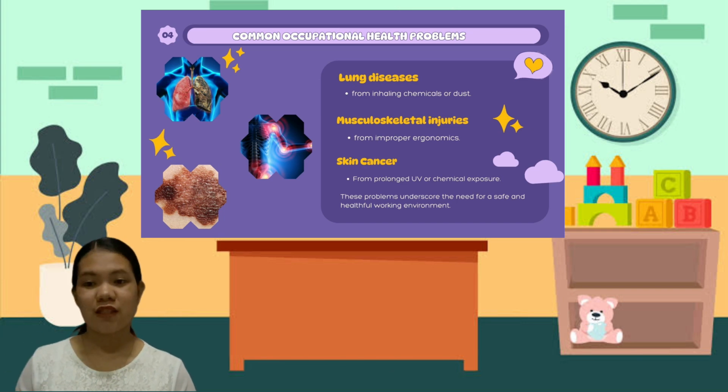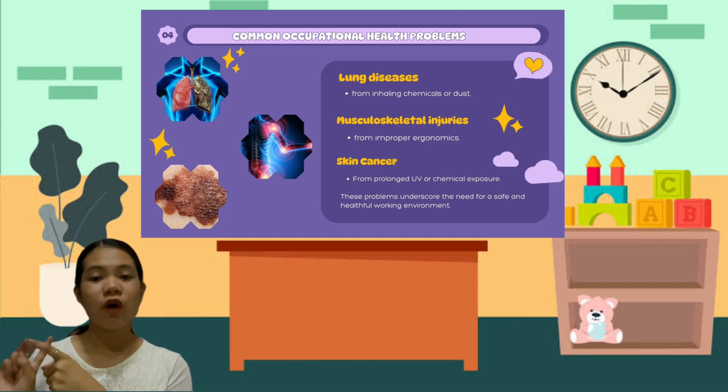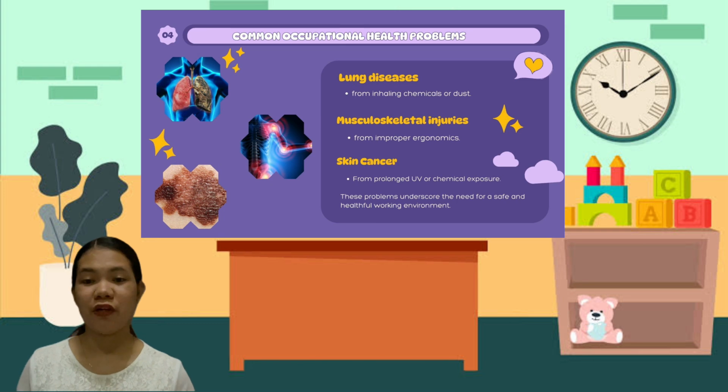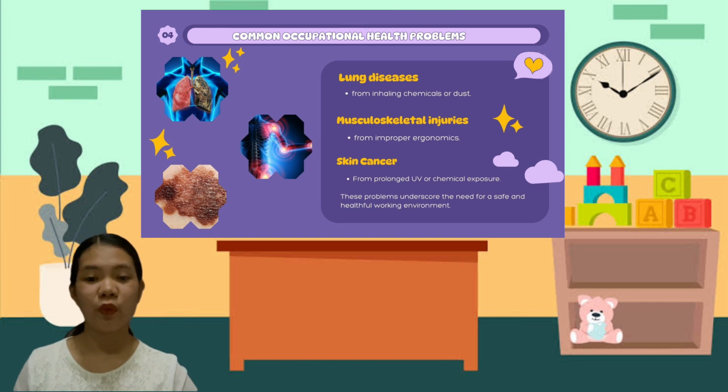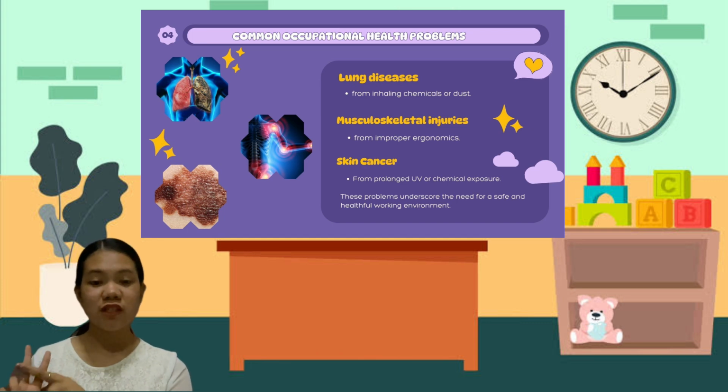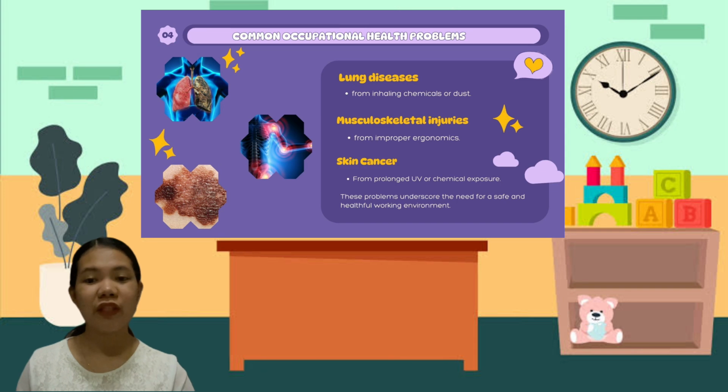First, lung disease. Workers exposed to dust, fumes, or harmful chemicals can develop serious respiratory conditions. For example, prolonged inhalation of silica dust can lead to silicosis, while asbestos exposure is linked to asbestosis or lung cancer. Second, musculoskeletal injuries. Improper ergonomics such as poor workstation design or repetitive movements can cause back pain, joint strain, and repetitive strain injuries like carpal tunnel syndrome. These injuries are common in jobs that involve heavy lifting, prolonged sitting, or awkward postures.